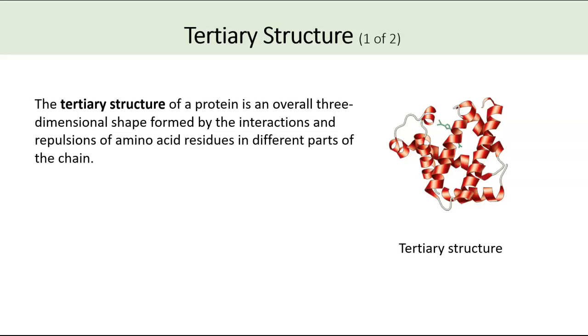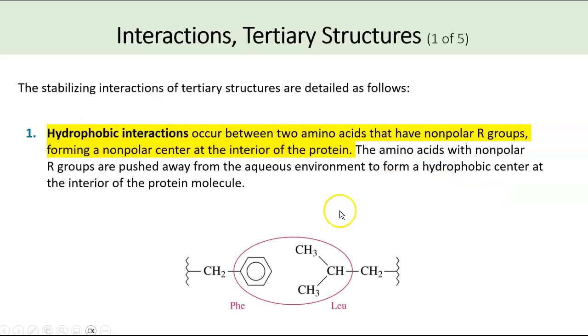So we will see more into what type of interactions will make this tertiary structure. So you see a ribbon model of a tertiary structure of a protein. Now you see that this is a three-dimensional structure because there are multiple interactions that happen between amino acid residues of a given secondary structure. So what are the interactions that make these tertiary structures?